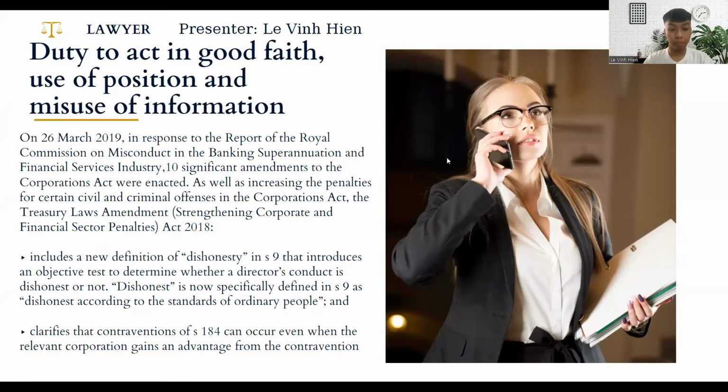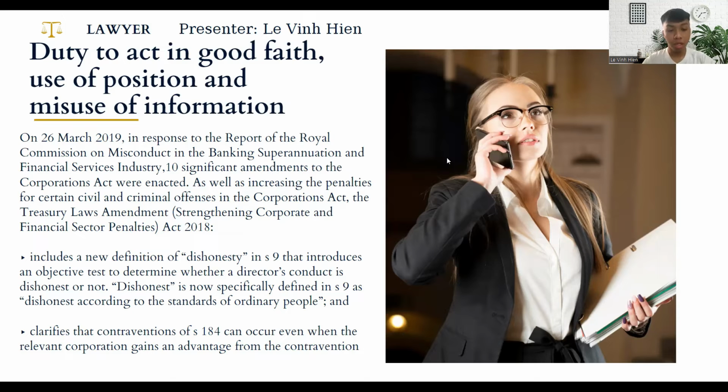As a result of the report of the Royal Commission into Misconduct in the Banking, Superannuation and Financial Services Industry, the Corporations Act was changed in important ways from 26 March 2019, as well as making some civil and criminal offences more serious. The Treasury Laws Amendment of 2018 includes a new definition of dishonesty in section 9 that introduced an objective test to determine whether a director's conduct is dishonest or not. Dishonest is now specifically defined in section 9 as dishonest according to the standards of ordinary people. It also clarifies that a contravention of section 184 can occur when the relevant corporation gains an advantage from the contravention.